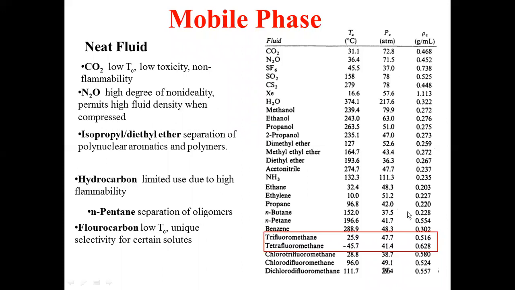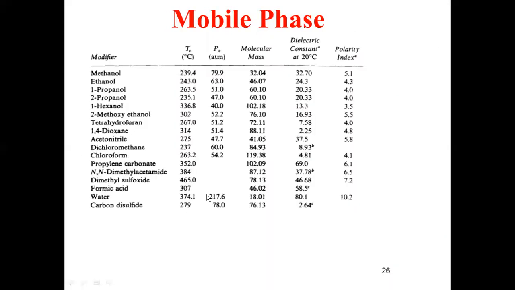But the density is advantageous here, 0.628. A very high density is exhibited by this species. Therefore, this is going to be a suitable fluid for use as a mobile phase. And these are some modifiers that we will use: methanol, ethanol, propanol, 2-propanol, 1-hexanol, 2-methoxyethanol, tetrahydrofuran, 1,4-dioxane, etc.